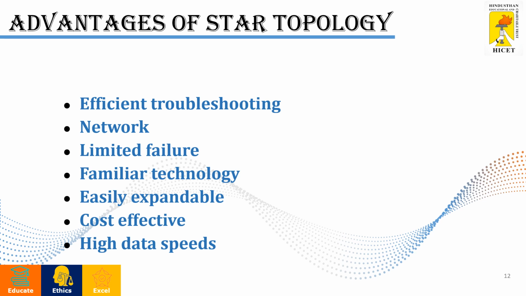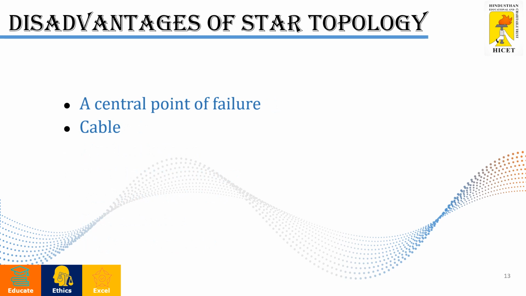And we are looking at the disadvantages of star topology. A central point of failure. It means if the central hub or switch goes down, then all the connected nodes will not be able to communicate with each other. Cabling, sometimes called routing cable, becomes difficult when a significant amount of routing is required. These are all the disadvantages of star topology.